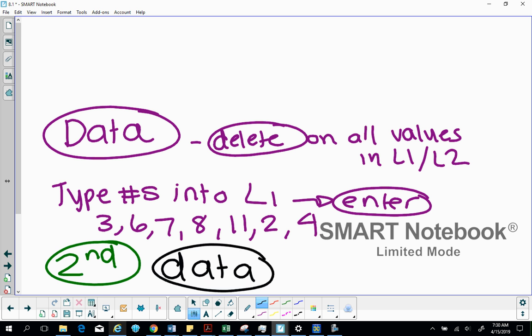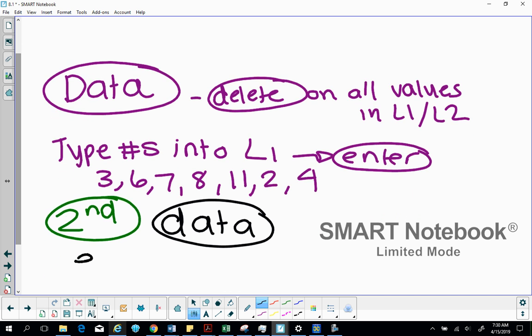And so when you do that, you'll see it's highlighted on 1-Var Stats. That's what you're going to be using. So then you just click enter, I think 4 or 5 times. Enter 4 times. So you do second, data, and then enter 4 times. Y'all see that? So now it gives you all your information.